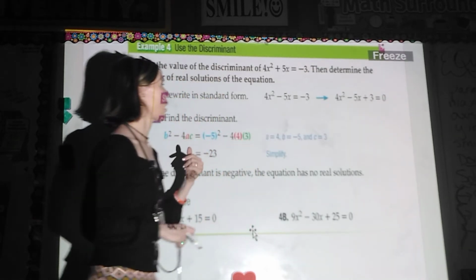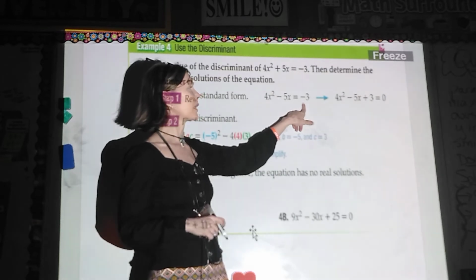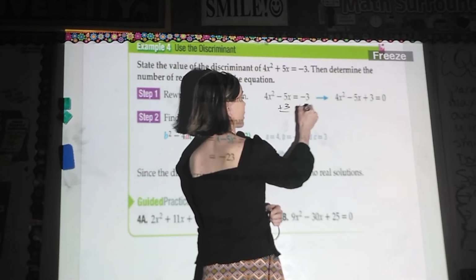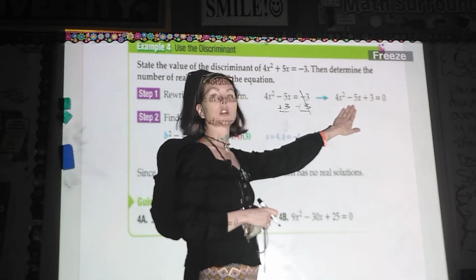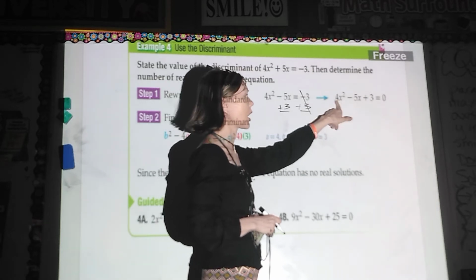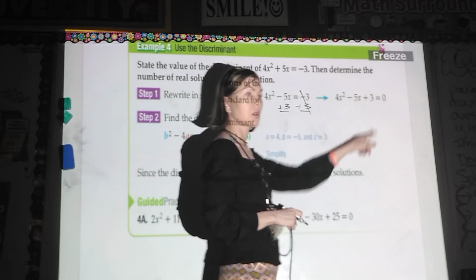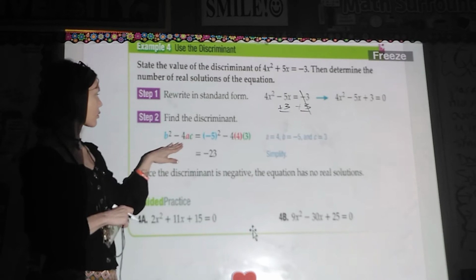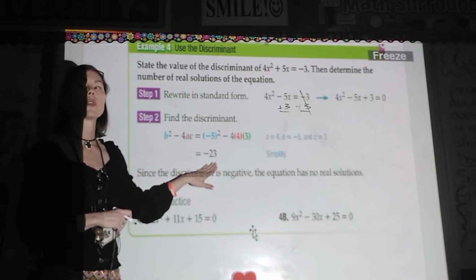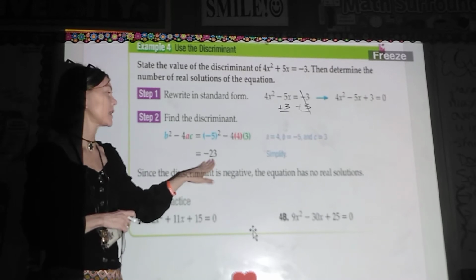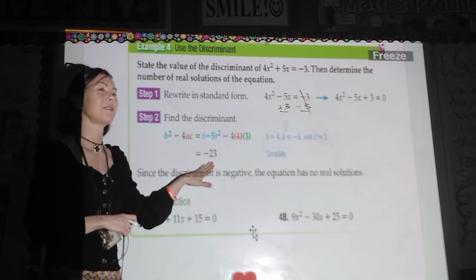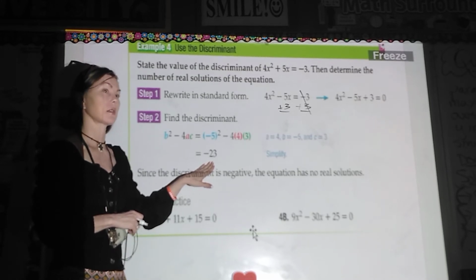Okay? So what did they do? They added 3 to both sides, right? You have to do the opposite of what you were given. You don't have to write this down, just look. And here, that's all we had to do was add 3 to both sides to get this. So now we know what our A, our B, and our C is. Okay? They plugged it into the discriminant, b squared minus 4ac, and they got a -23. How many solutions do we have? Zero solutions.